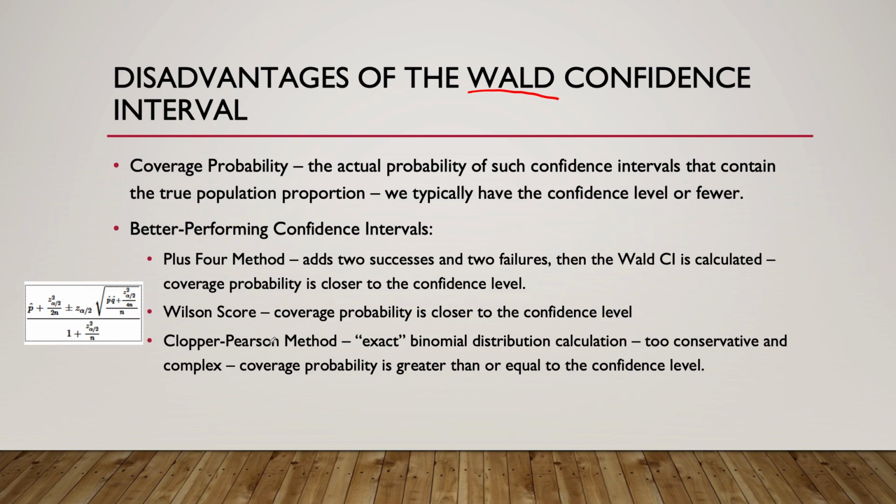Some better confidence intervals are the plus 4 method, which adds 2 successes and 2 failures. Then the Wald confidence interval is calculated. It has better coverage probability since it's closer to the confidence level. The Wilson score has a coverage probability closer to the confidence level, and it's a different type of confidence interval. And the Clopper-Pearson method is an exact binomial distribution calculation, but it's too conservative and complex. The coverage probability is greater than or equal to the confidence level.